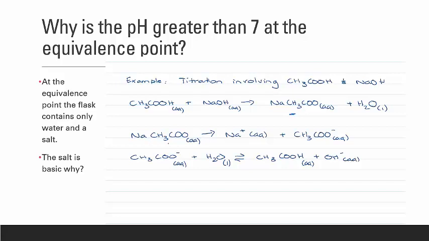Now, sodium acetate ionizes to form sodium ions and acetate ions. The sodium ions are not going to interact with water in any significant way to produce either hydroxide or hydronium ions, so that's not going to affect the pH. But the acetate ions in water react with the water. In this case, the acetate ion picks up a hydrogen ion from the water to produce acetic acid molecules and hydroxide ions. And we can see we've definitely got some hydroxide ions being produced, and that's why this particular salt has a basic pH.